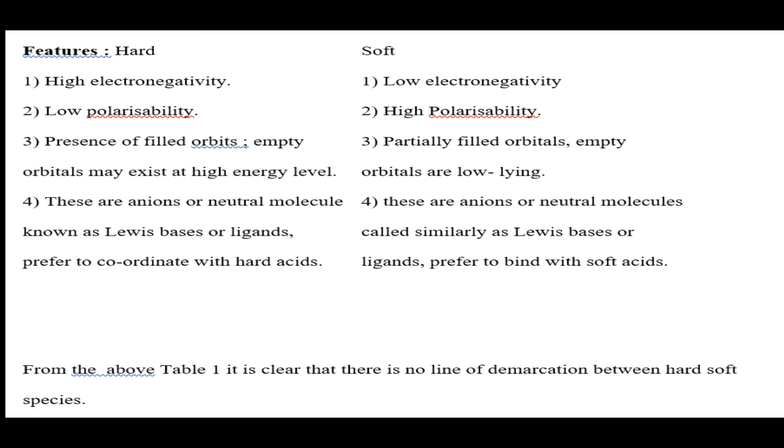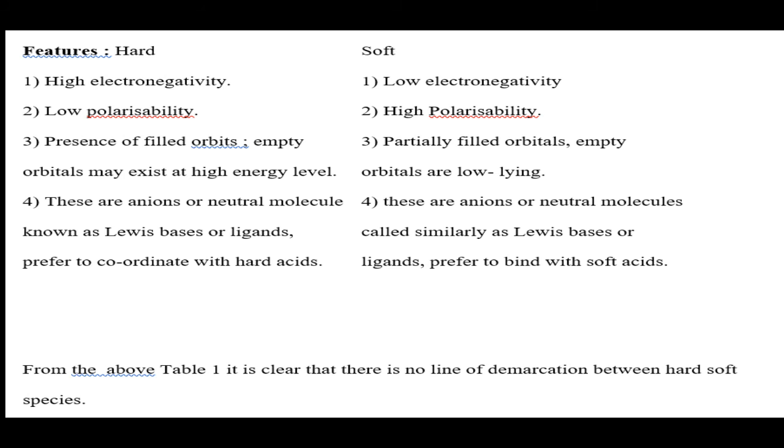And in the softer category of bases, the donor atom is marked by low electronegativity, high polarizability, it has partially filled orbitals, and usually they are anions or neutral molecules, called similarly as Lewis bases or ligands, which prefer to bind with soft acids.